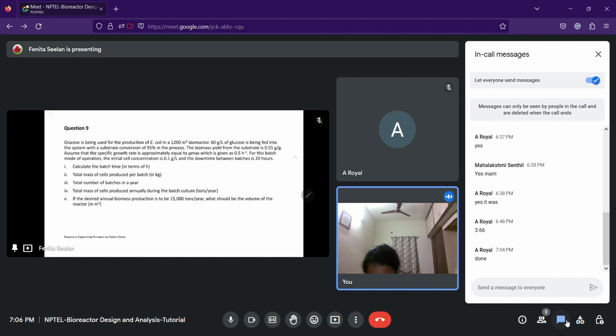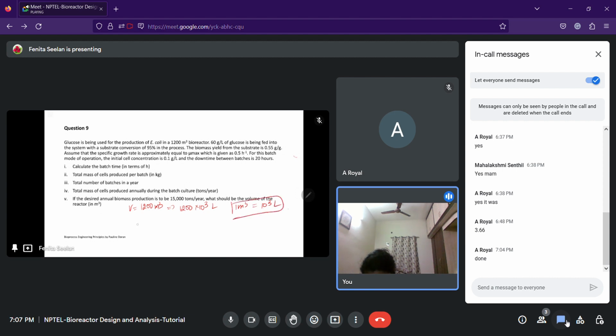So let's start writing down the details given for us. The volume is 1200 meter cube. We will convert it into liters: 1200 into 10 to the power 3 liters, where 1 meter cube is equal to 10 to the power 3 liters.